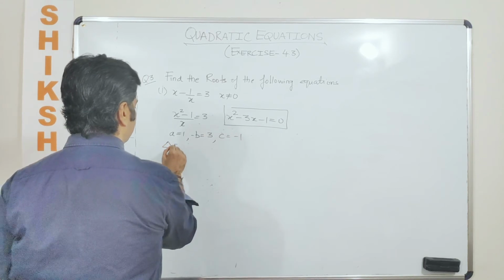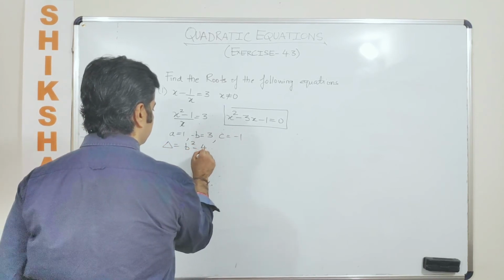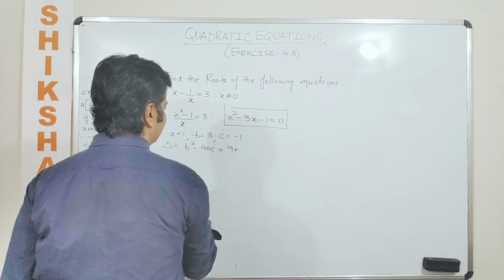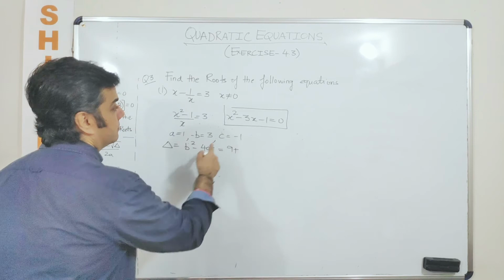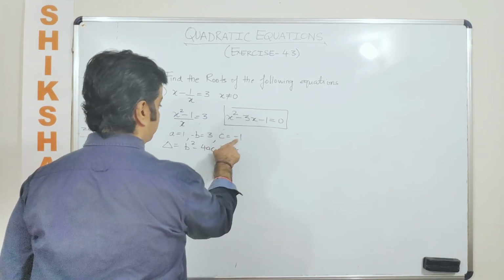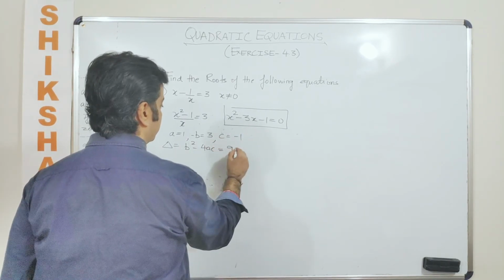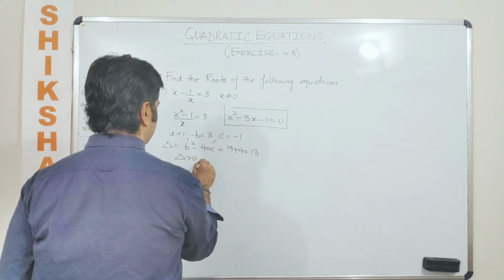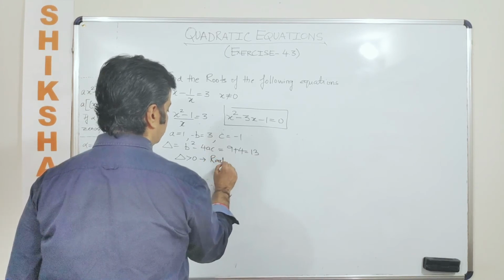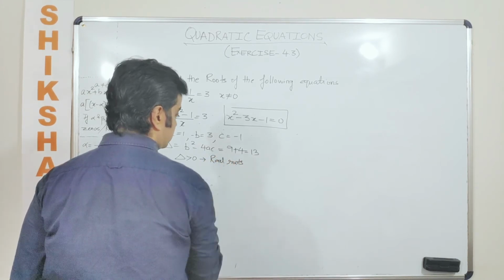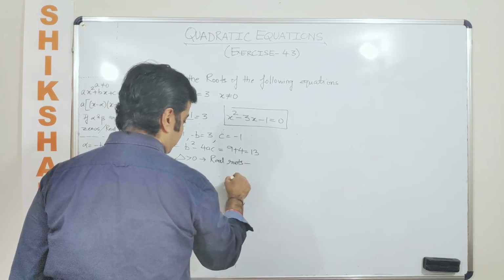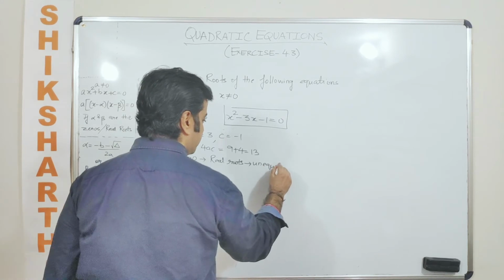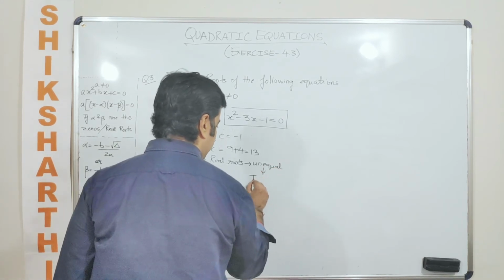Let us find out the value of delta. Delta is equal to b square minus 4ac. So b square here is 9 minus 4ac. So this becomes what? Minus 1 into minus 4 is 4, 4 into 1 is 4, so delta is 13. Is delta greater than 0? Yes. So we are basically talking about real roots, right? And real roots which are unequal, and not only unequal, they will be irrational as well.